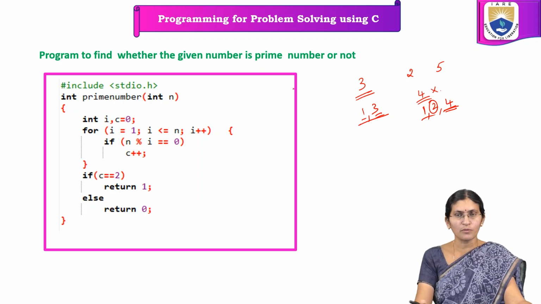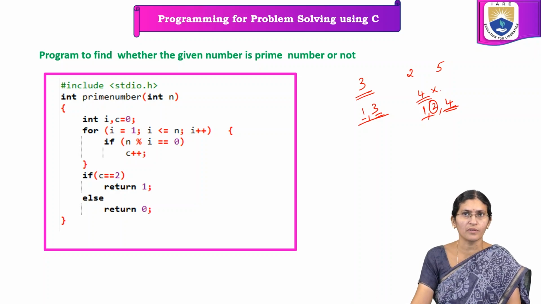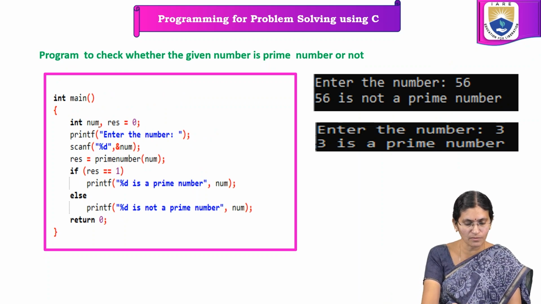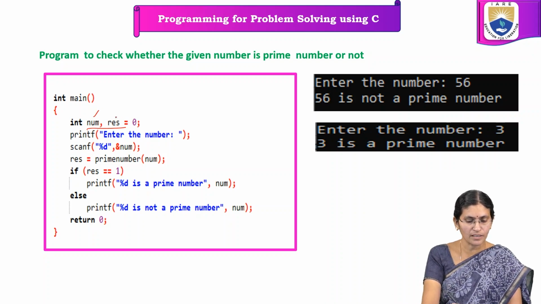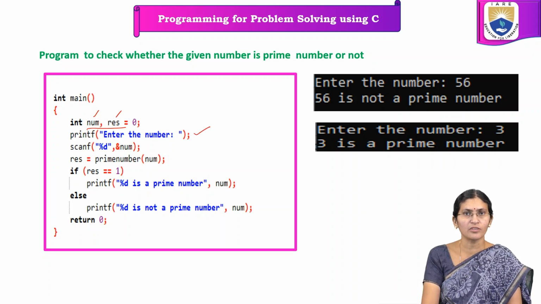Now we'll write the program to check whether the given number is prime or not using user-defined functions. So this is the main function. Inside the main function, we have declared two integer variables: one is num and the other one is res, with res equal to 0. With the help of the printf function, when the program is executed, "enter the number" will be displayed on the screen or monitor, and then we need to read the number.